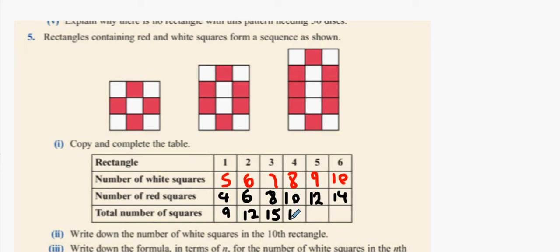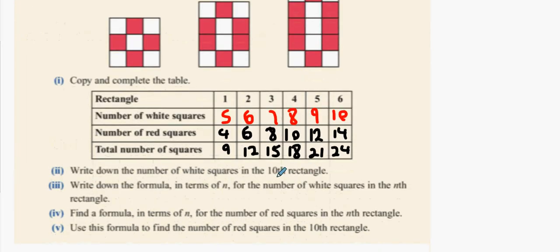Okay, now done. Write down the total number of white squares in the 10th rectangle. Alright, so we could work this out. We could go 7, 8, 9 and 10. Now you don't have to do it like this. You could use the formula, but we can go a bit further.